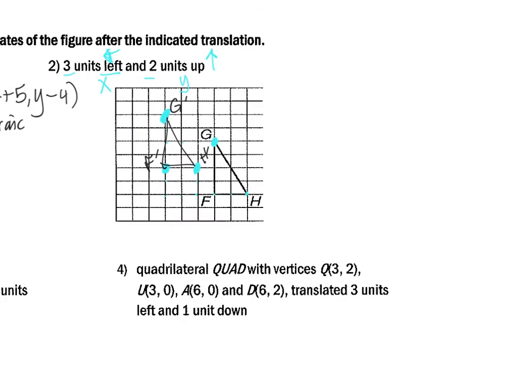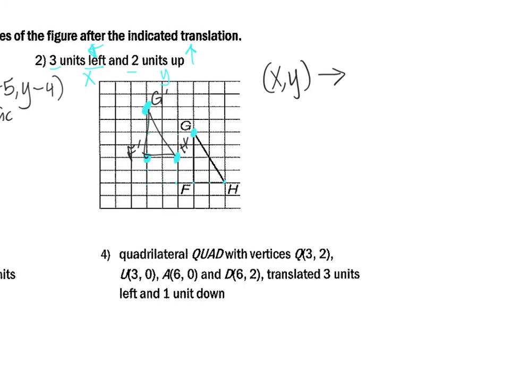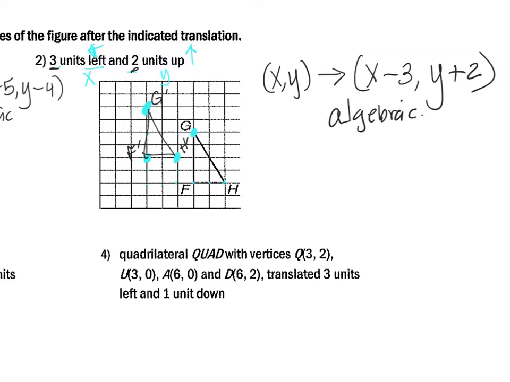And if we were to pick out the algebraic representation, if we wanted to write that, we would write (x, y). And since we're going to the left, that's my x value, but when we go to the left, remember those are our negative numbers. So I'm going to put x minus whatever it was, 3. And then up. So on my y-axis, if I'm going up, those are my positive numbers. So y plus whatever number they gave me, which was 2. Okay, so that would be the algebraic representation.